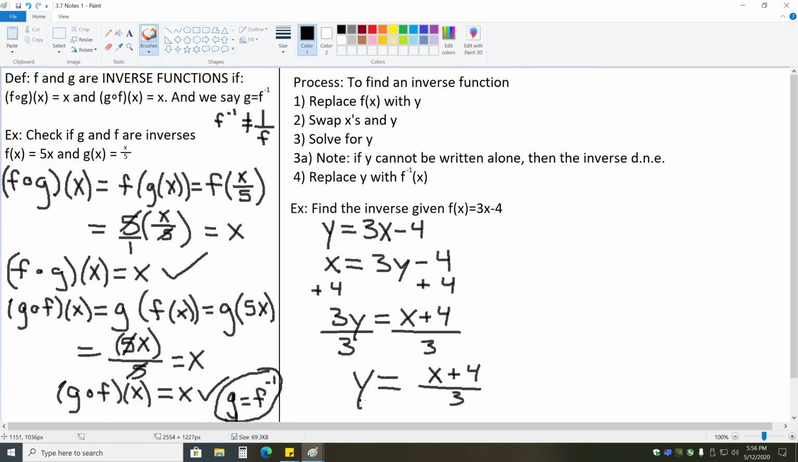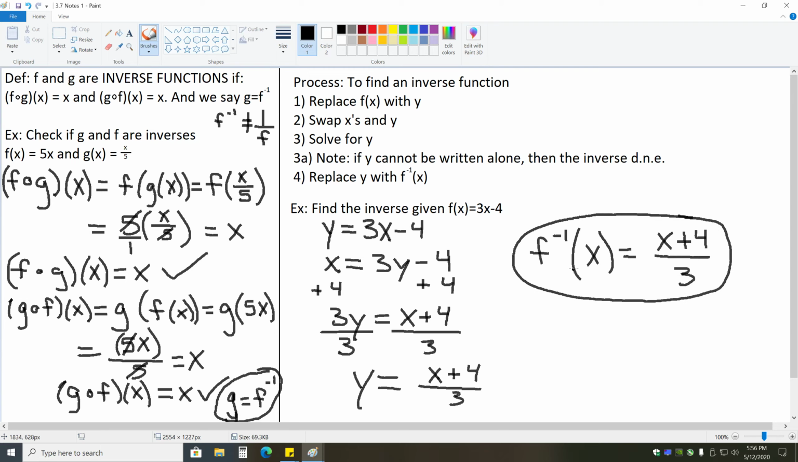Notice y is completely alone. There is only one y, and it is equal to only x's and constants. That means we have gotten y alone. We have found the inverse function. We now replace y with f inverse of x, which is equal to x plus 4 all over 3.